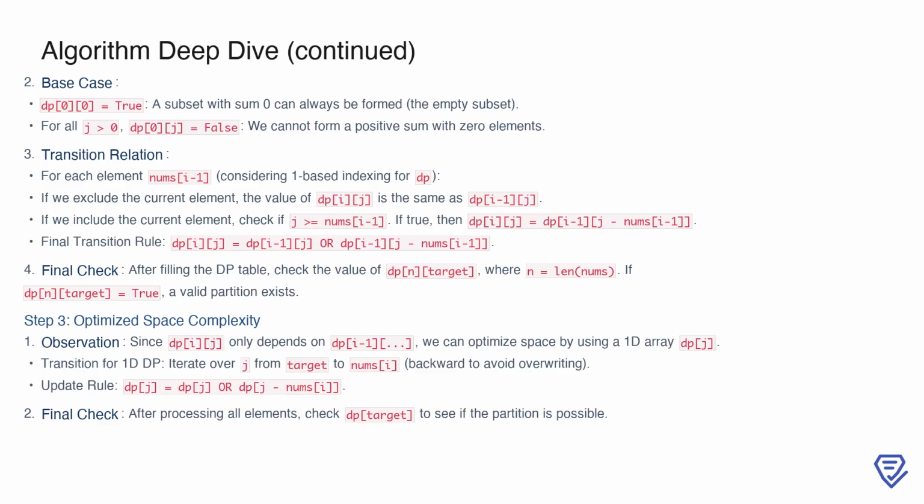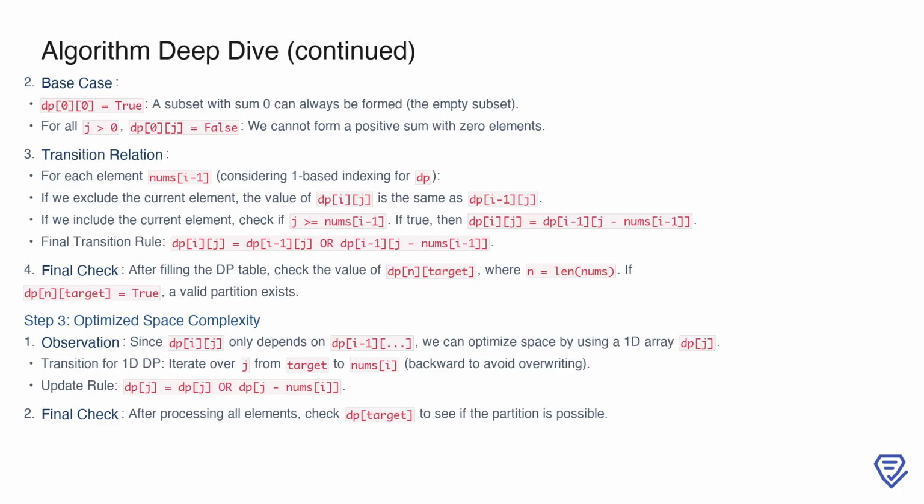If we exclude the current element, then the value of dp[i][j] remains the same as dp[i-1][j]. If we include the current element, we first check if the current sum j is at least as large as the element's value. If so, we check whether the remaining sum, j - nums[i-1], could be formed using the previous elements. Combining these two cases, the transition rule becomes dp[i][j] equals dp[i-1][j] or dp[i-1][j - nums[i-1]]. After populating the dp table, the final step is to check the value of dp[n][target], where n is the length of the input array. If dp[n][target] is true, it means we can form a subset with the required sum, and therefore, a valid partition exists.